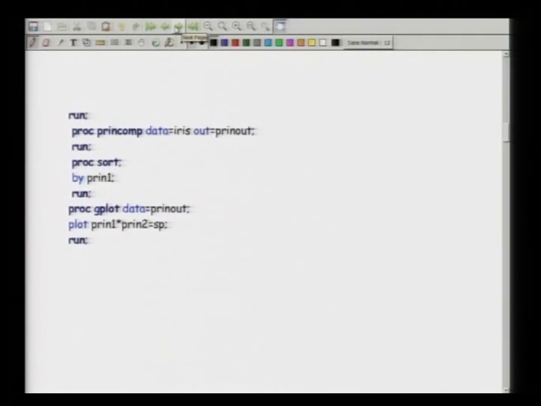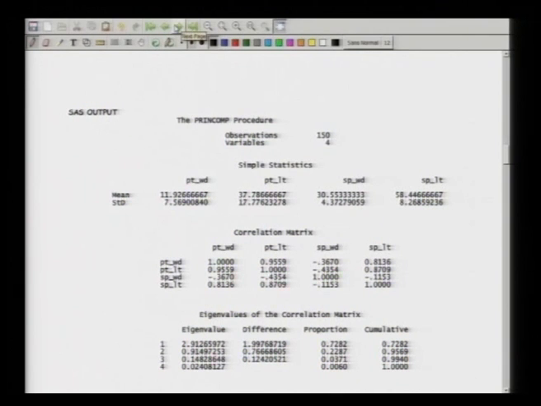So, we have entered the data, run it, and then we call proc princomp, that is the SAS procedure for it. The data is iris, that is how we have named our data, and the out file is printout. We sort by the first principal component, that is we rank the data by the first principal component. We also plot the data, and we obtain a 2 dimensional plot of principal component 1 by principal component 2. These are the number of observations, and the number of variables, there are 4 characteristics.